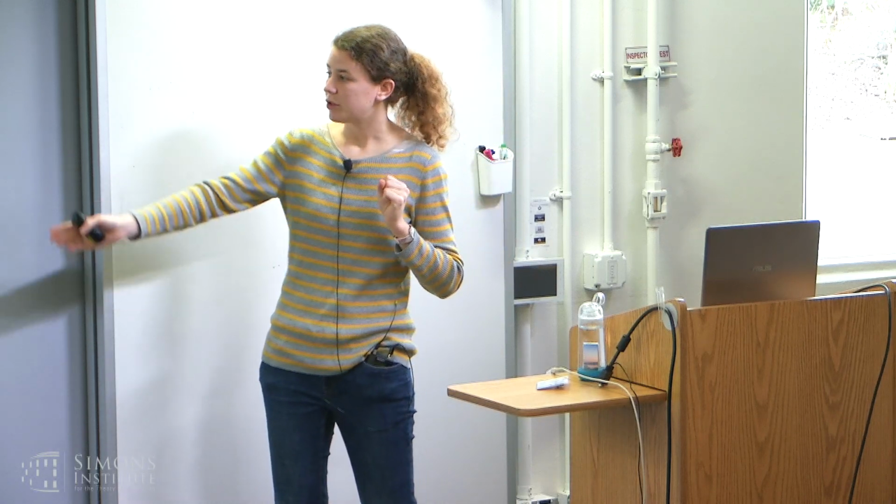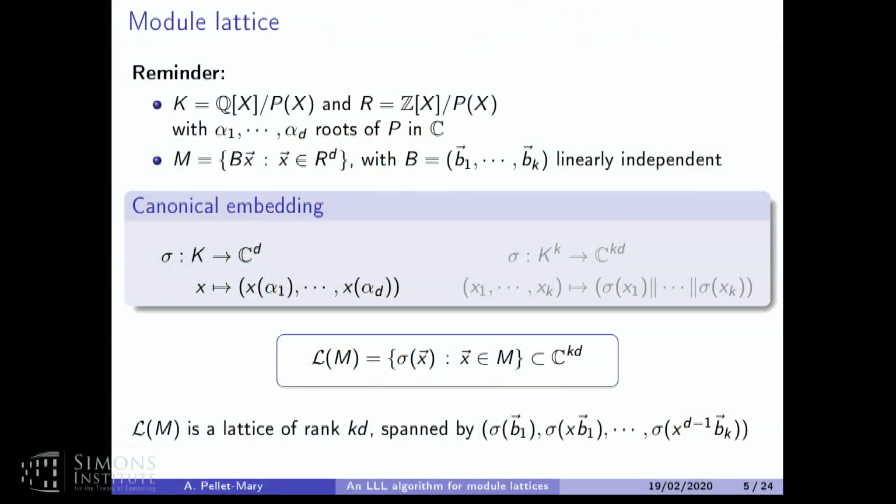Okay, so now what is a module lattice? I take a module as I described previously, and I'm just going to embed all the vectors of my module into C to the KD, and this gives me a lattice. It can be shown that this is a lattice, so here is a basis if you want to be sure that it's a lattice. And this is a lattice of dimension K times D in C to the K times D.